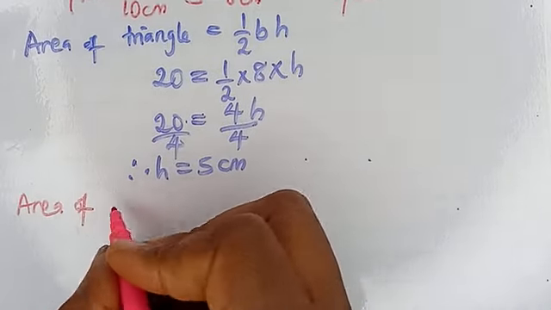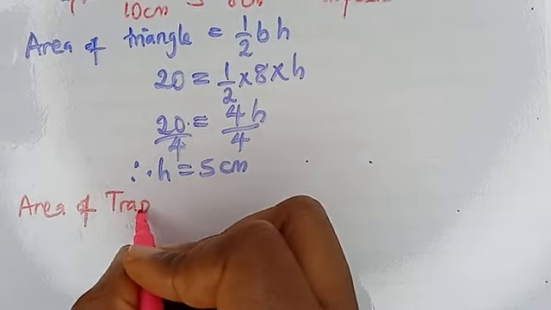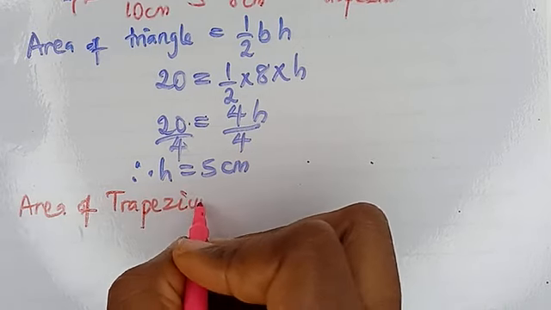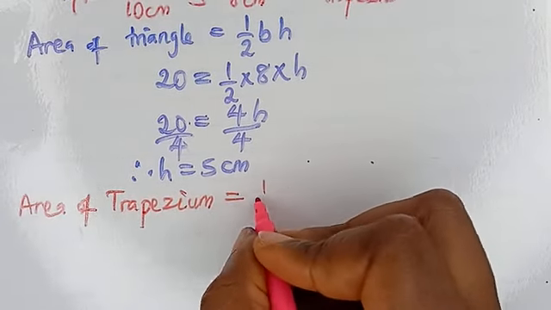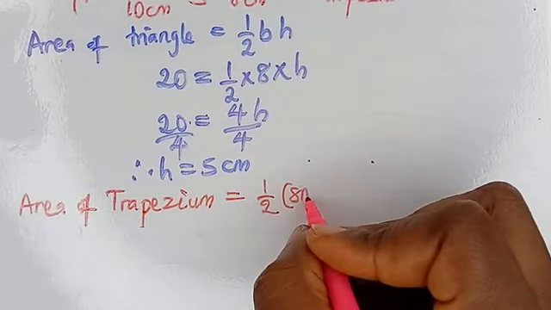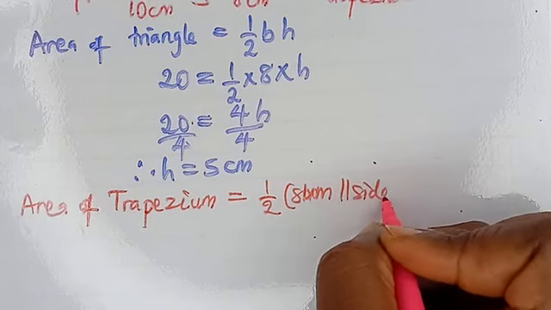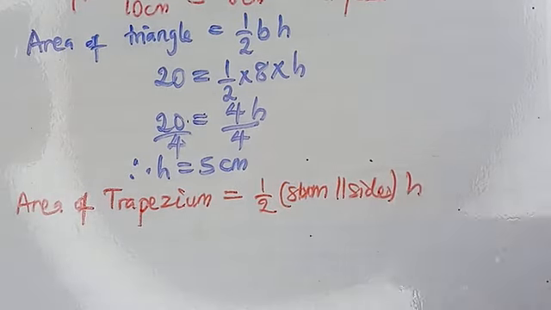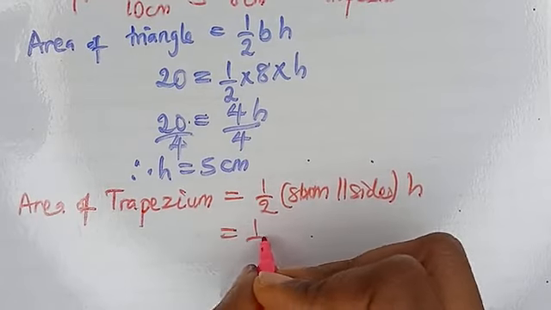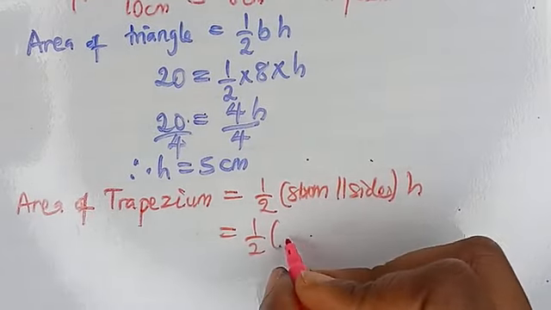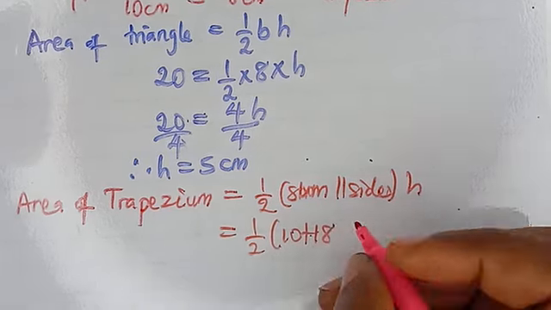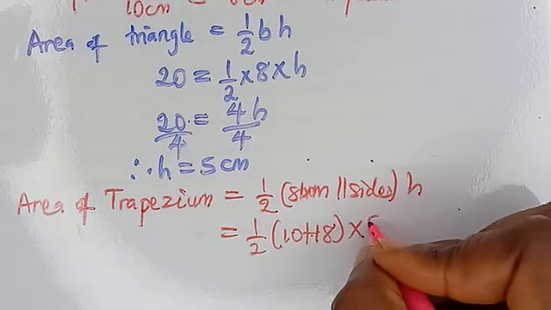Area of trapezium is equal to half sum of parallel sides times height. We have half 10 plus 18 times height.